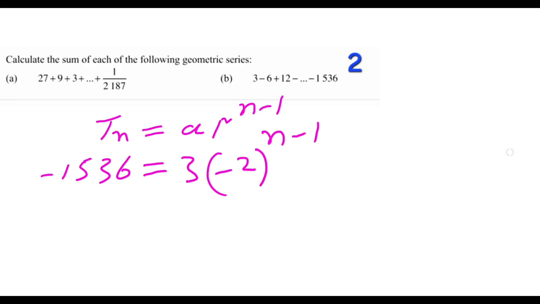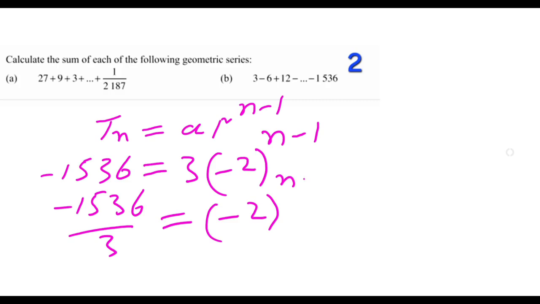Now divide both sides by 3, because we need to isolate n. N is our subject of the formula. So 1536 divided by 3, you divide both sides by 3. On this side we are left with negative 2 to the power n minus 1. I use my calculator: negative 512 is equal to negative 2 to the power n minus 1.